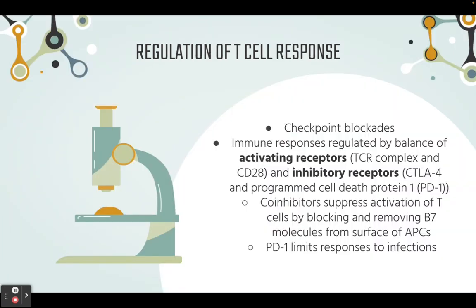So how is your T cell response regulated? Because we can't just have cells being generated and generated because that leads to cancer. So there's checkpoint blockades. Your immune responses are regulated by both activating receptors, for example, TCR complex and CD28, as well as inhibitory receptors, so CTLA4 and programmed cell death protein 1, PD1. Co-inhibitors suppress the activation of T cells by blocking and removing B7 molecules from the surface of APCs, and PD1 limits responses to infections.